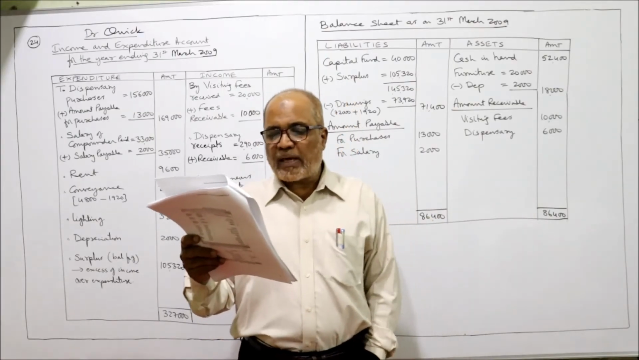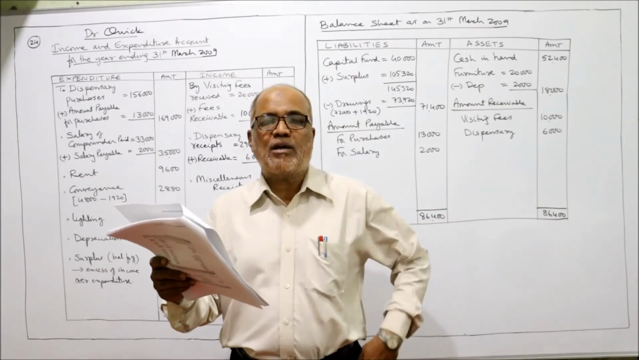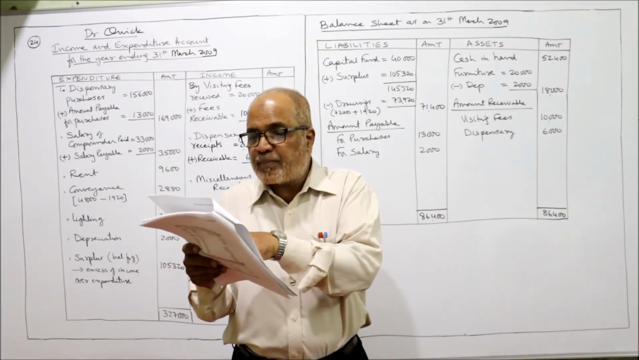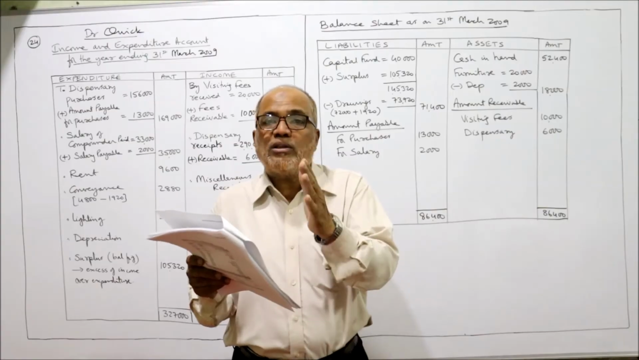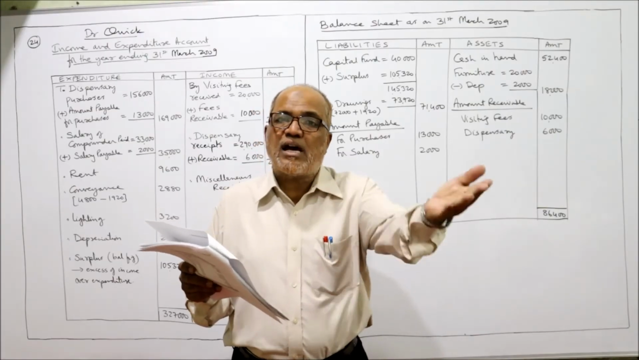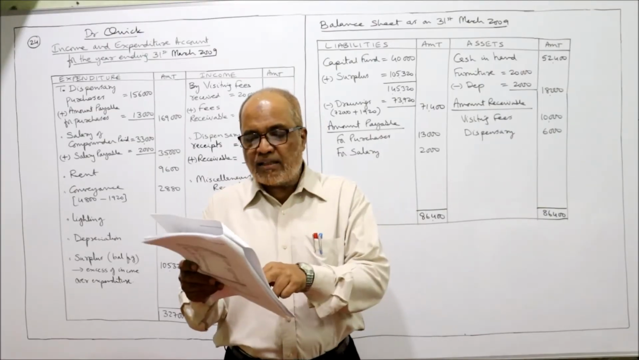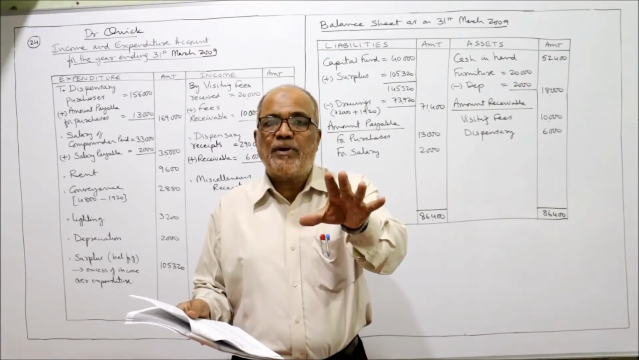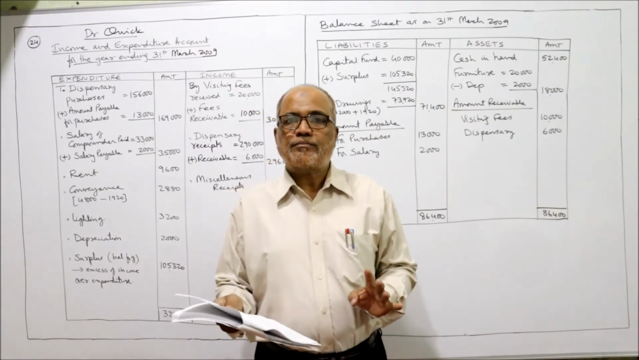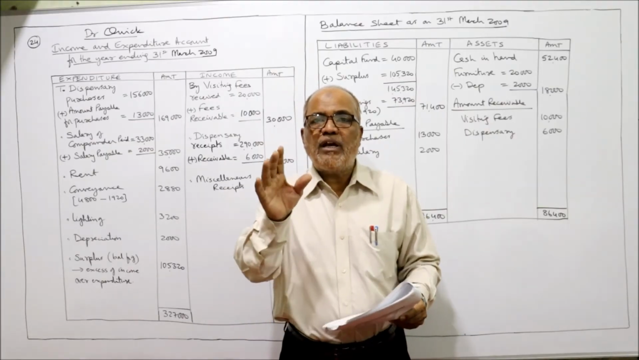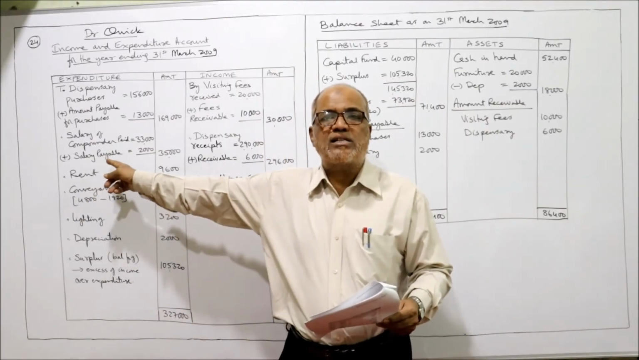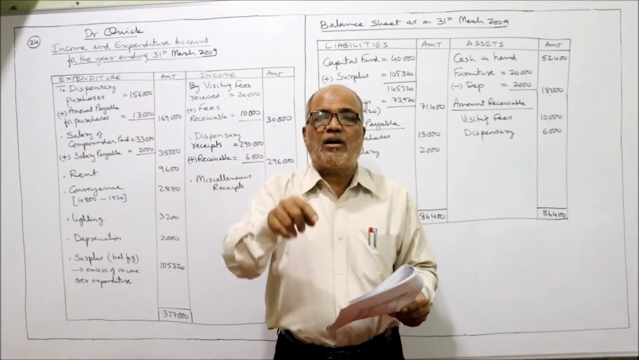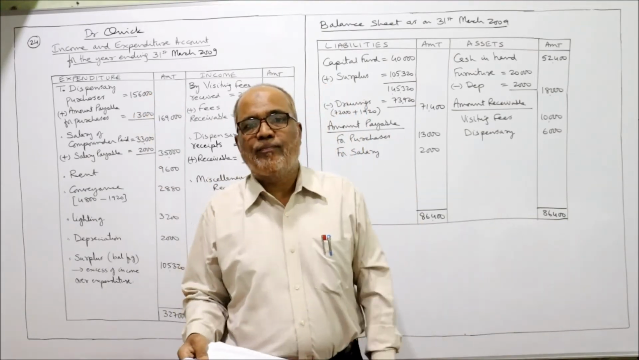Now conveyance to the extent of 40% is for domestic purpose. That means whatever conveyance is paid, how much conveyance paid? 4,800. So 4,800 is the conveyance amount paid. It is saying that 40% is for domestic, only 60% is for the profession. So only 60% will be debited to expenditure. 40% domestic will be added to drawings.